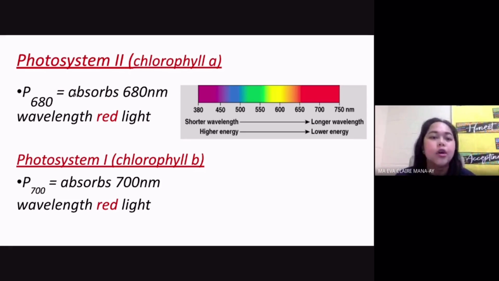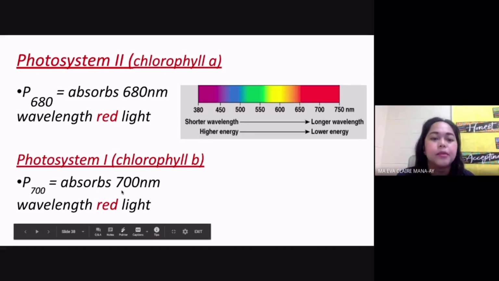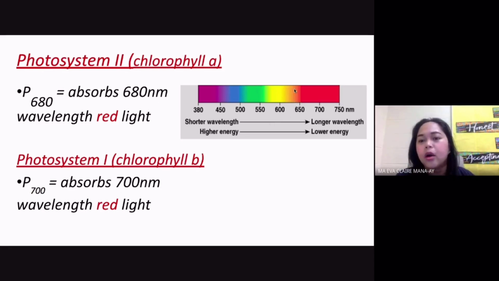Now, as you can see here, both of these photosystems gather light with the wavelength of red, okay? So for P680, your photosystem 2 gathers light with a wavelength of 680 nanometers. And your photosystem 1, the second part that also harnesses sunlight, absorbs 700 nanometers. That's the wavelength of light. Okay.